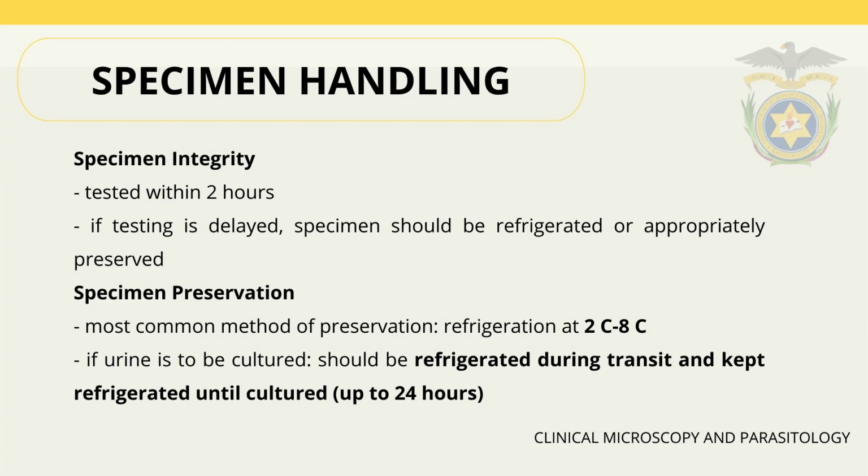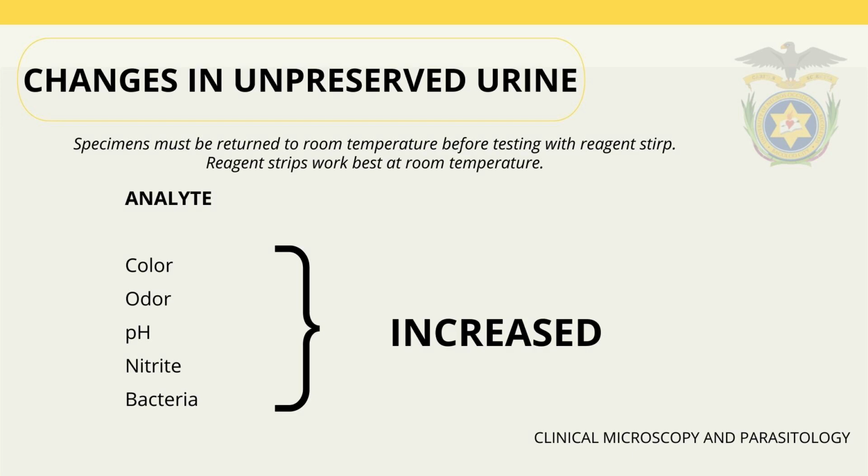And if urine is to be cultured, it should be refrigerated during transit and kept refrigerated until cultured for up to 24 hours. When preserving samples that will be transported to another laboratory, be sure to check with that laboratory concerning the appropriate preservatives. For changes in unpreserved urine, specimens must be returned to room temperature before testing with the reagent strip, because reagent strips work best at room temperature.